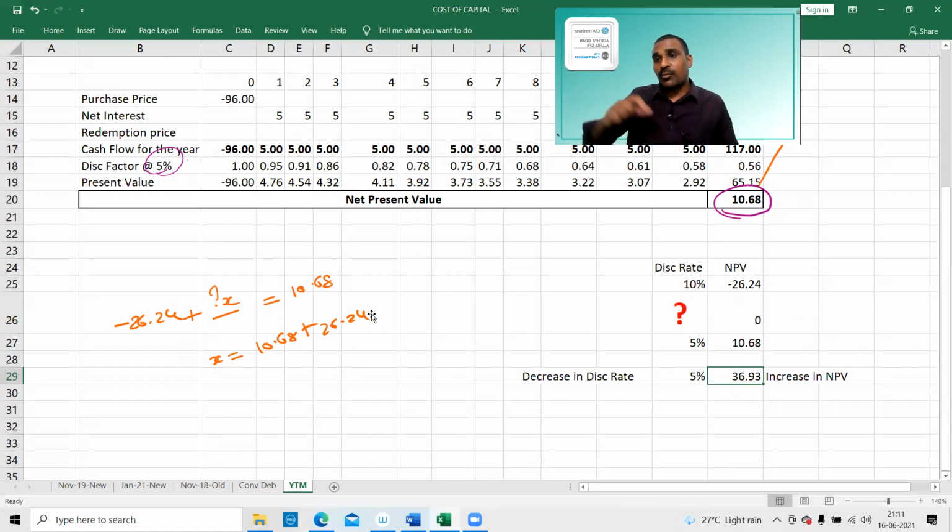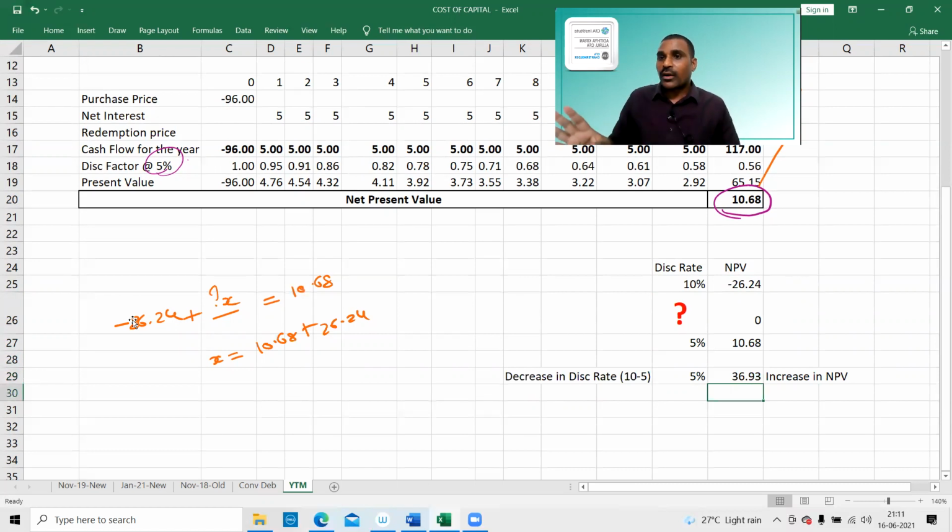Minus 26.24 should become 10.68. How much should I add? So I should add 36.93. Okay, this is how I have done it. When the discount rate is decreased from 10% to 5%, NPV is increased from minus 26.24 to positive 10.68. Therefore, the increase in NPV is 36.93.